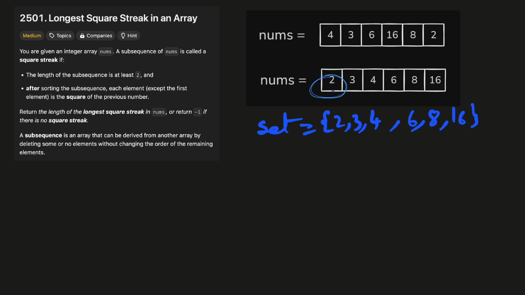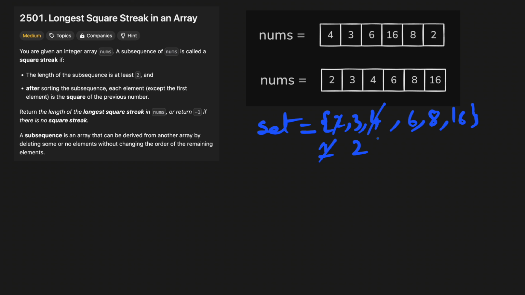First we see element 2 and try to find the square streak starting from number 2. So we remove it from the set. So our square streak length becomes 1. Then the next number in the streak will be 2 into 2, that is 4. And we see that it exists in the set. So we remove 4 from the set and increase our streak length to 2.